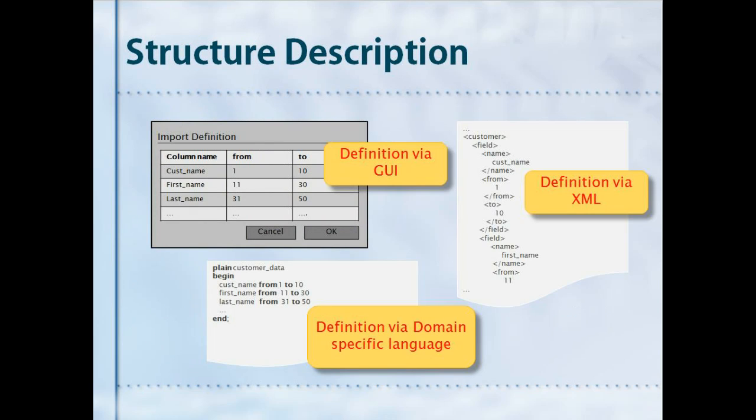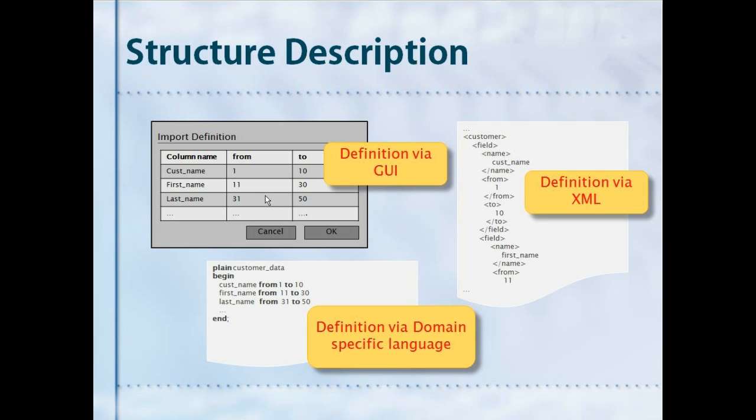I want to discuss now the advantages and disadvantages of some approaches to define the structure description of fixed length plain files. The most popular approach is to provide a GUI to give the structure description. A GUI can be understood very fast by users. However, handling can become very clumsy. If you have many columns in your specification, clicking and choosing from all the combo boxes is very tedious. Think of an interface with more than 30 columns. You can spend a lot of time just with defining the interface.